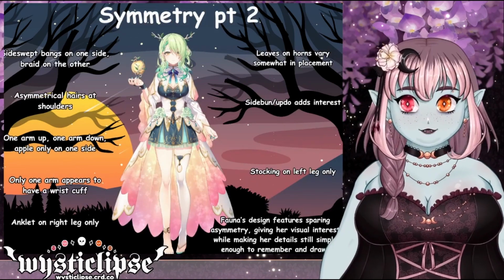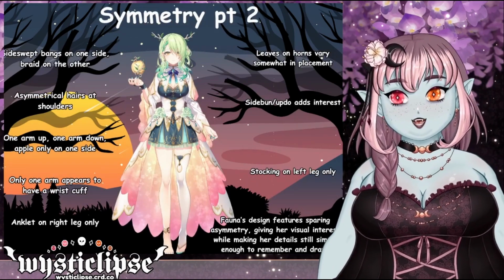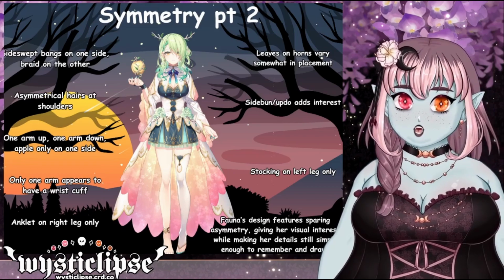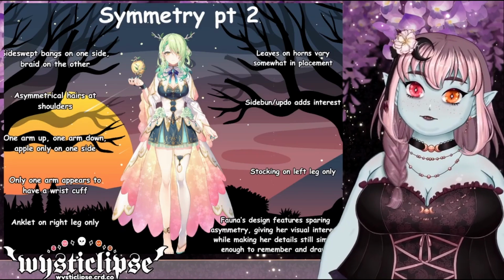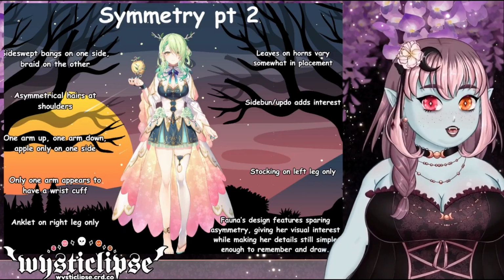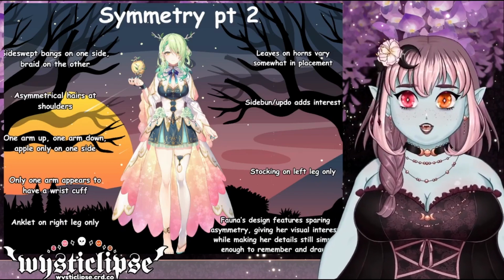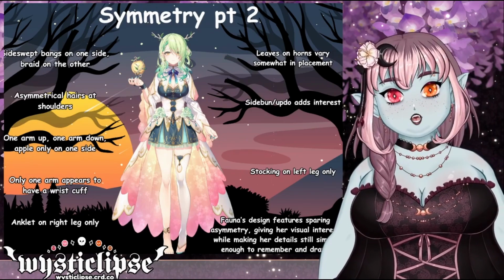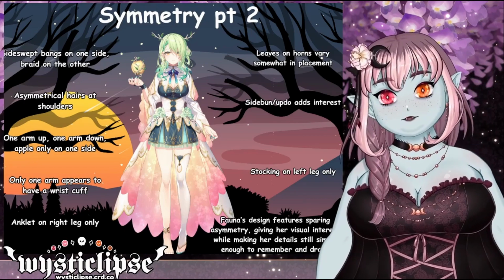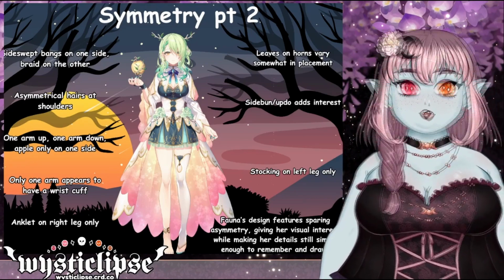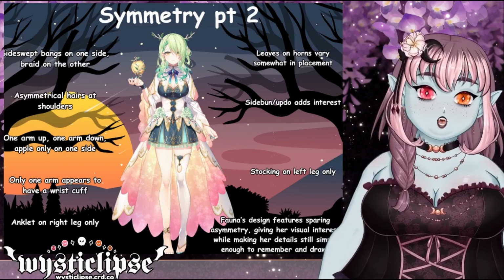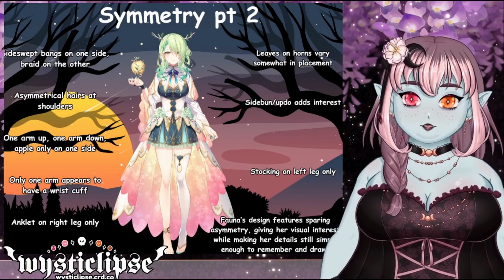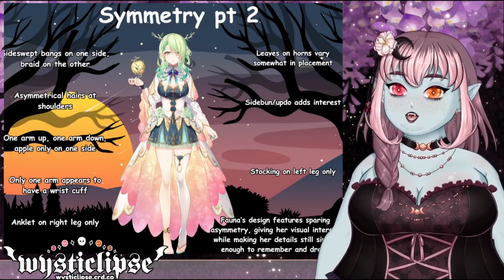So symmetry with Fauna. Her side swept bangs are on one side, with a braid on the other, so that's good. Her hair is actually asymmetrical at the shoulders, meaning that they are the same length, but they have different styles of flyaways. This adds some pretty good contrast there, even though it's not something that most people will notice all at once. Her one arm up, one arm down default appearance looks really good, especially with the apple on one side. It goes away once she puts her arms down, which is something that she can do, but this is also broken up by the fact that only one arm appears to have a wrist cuff, which adds just a little bit more asymmetry.